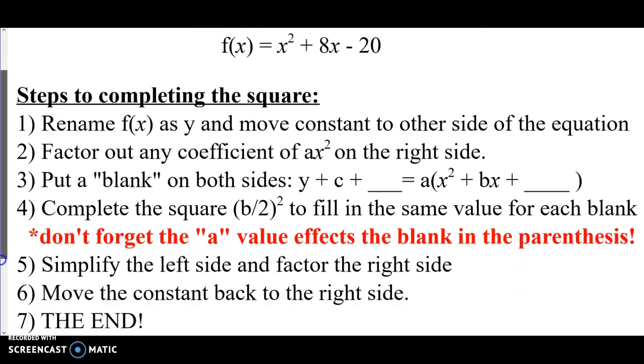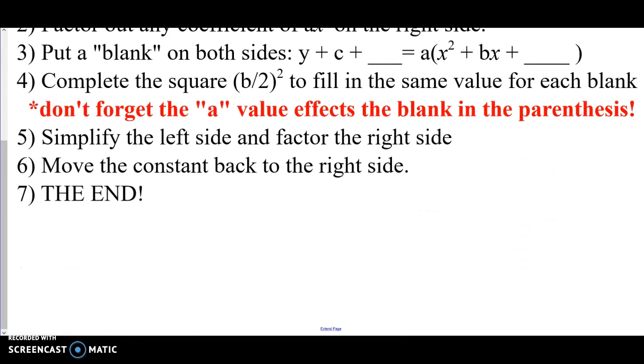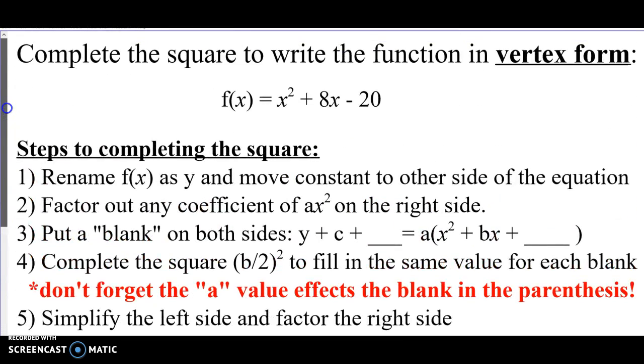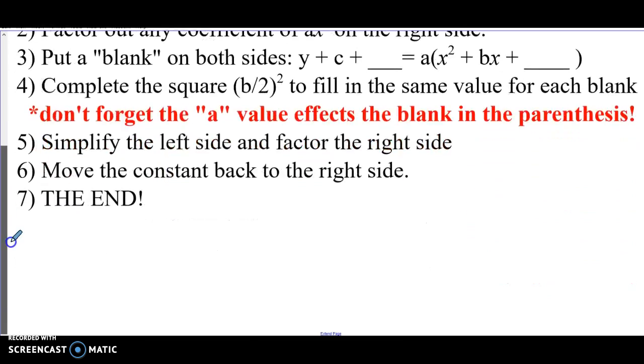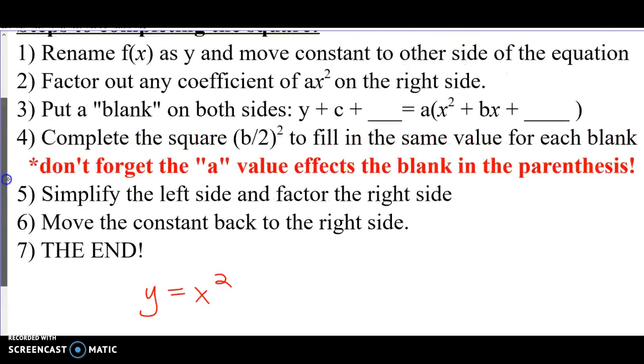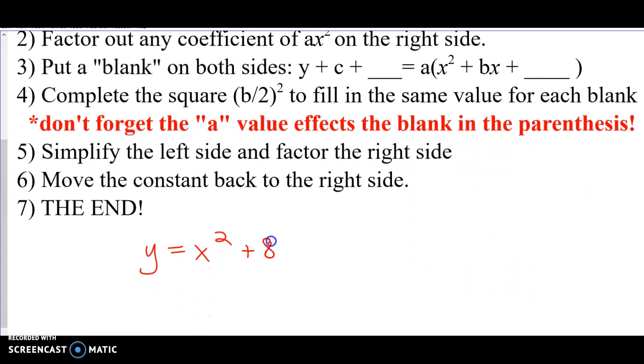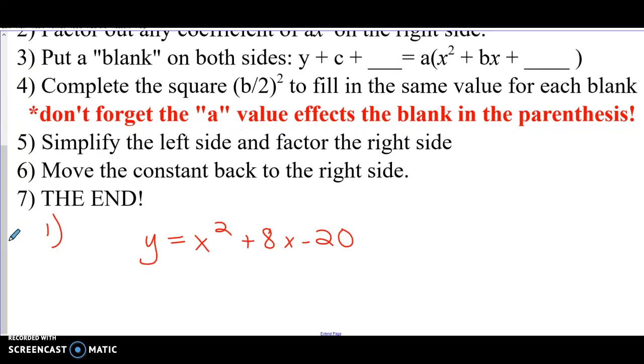So I'm going to scroll down and do this down at the bottom as we go. So instead of f of x, I'm going to call it y. So y equals x squared plus 8x minus 20. I'll write the steps off to the side. These are the steps that go with it. So first step, rename f of x as y. We know that's just the outputs. And then it also says to move the constant to the other side of the equation.